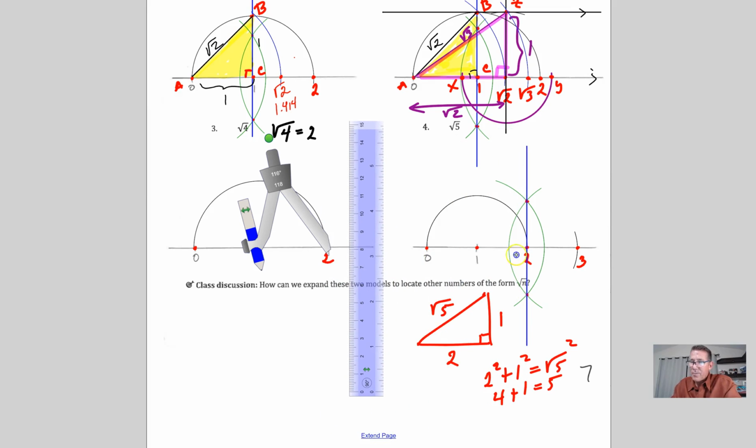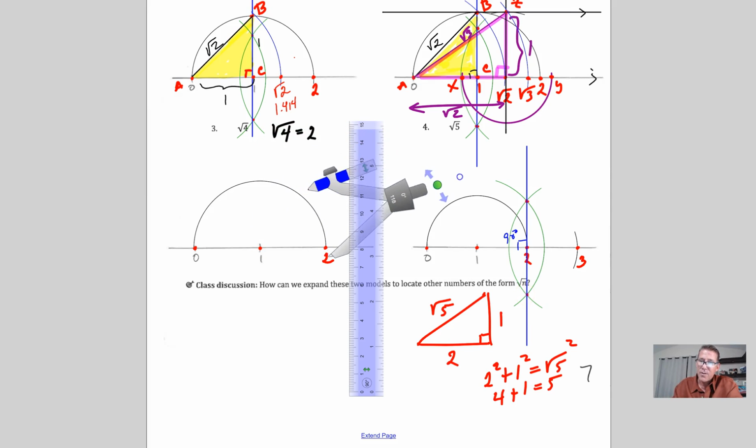Okay, no messing around. So I've got the length of 2 set up. I need a perpendicular, and I just got a perpendicular right here. There's a 90-degree angle. And now I need a vertical height of 1. Well, that's easy to get. So get your compass right here and adjust it from 0 to 1.